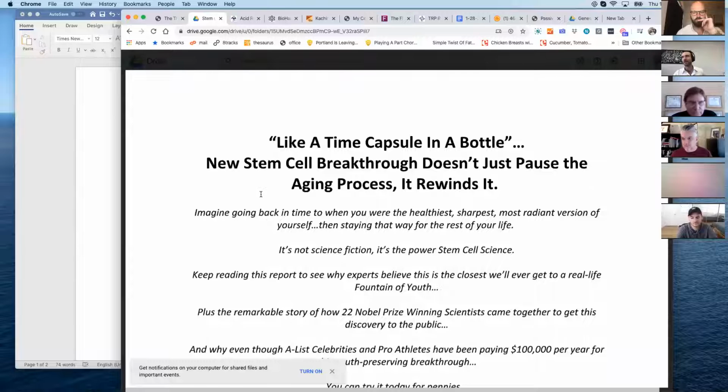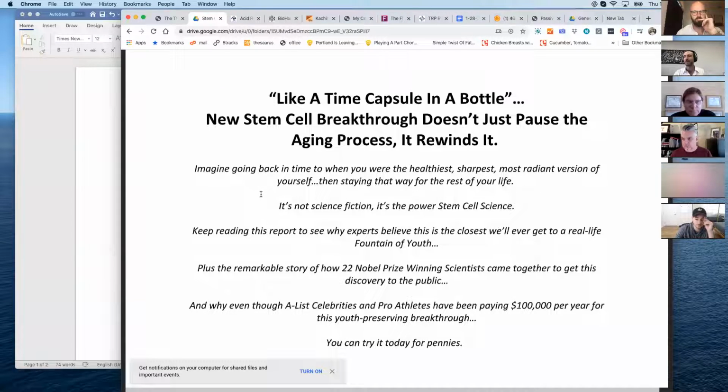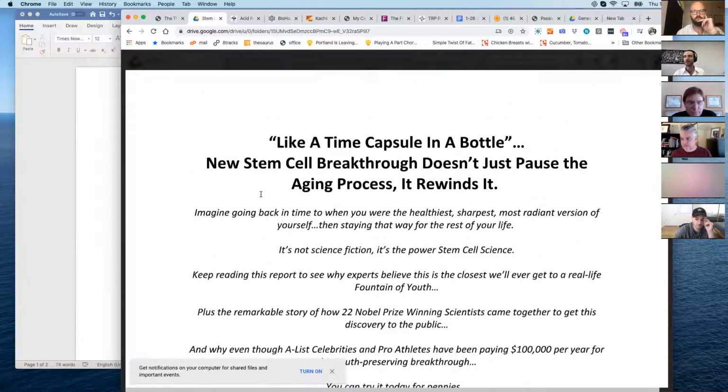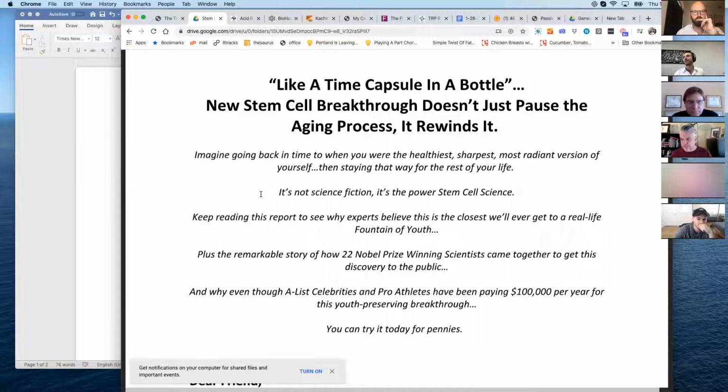This is a product called Stem Cell Restore. But I'll show you guys the headline and then a little bit of the lead here. And you can see where the difference is, right? So the headline I had was, a time capsule in a bottle. New stem cell breakthrough doesn't just pause the aging process, it rewinds it. Imagine going back in time to when you're the healthiest, sharpest, most radiant version of yourself and staying that way for the rest of your life.